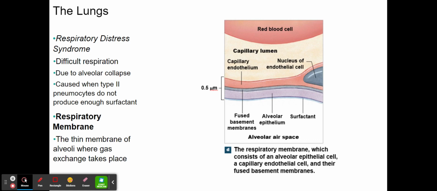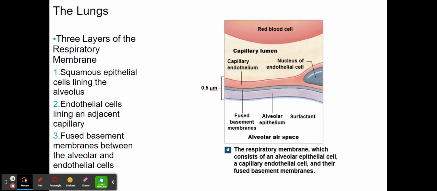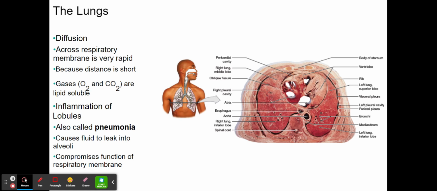Gas exchange occurs across the respiratory membrane of the alveoli. The respiratory membrane has three layers. It contains 1, the squamous epithelial cells lining the alveolus, 2, the endothelial cells lining the adjacent capillary, and 3, the fused basement membranes that lie between the alveolar and endothelial cells. At the respiratory membrane, only a very short distance separates the alveolar air from blood. The total distance can be as little as 0.1 microns, but it averages about 0.5 microns.